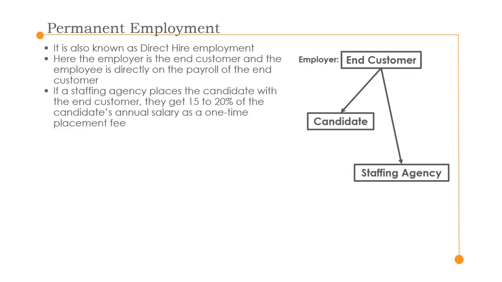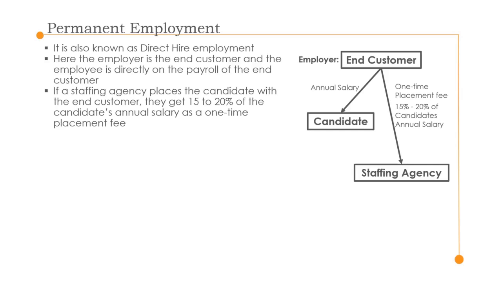If a staffing agency places the candidate with the end customer, they get 15 to 20% of the candidate's annual salary as a one-time placement fee. So if the candidate earns an annual salary of $100,000, the staffing agency, after placing the candidate with the end customer, would make a placement fee of between $15,000 to $20,000.